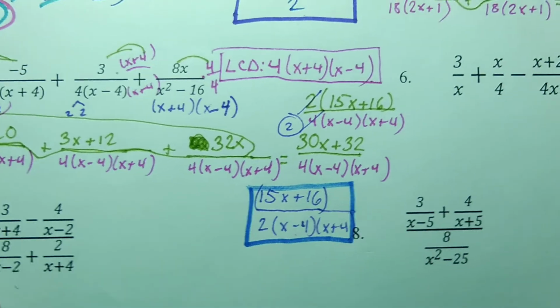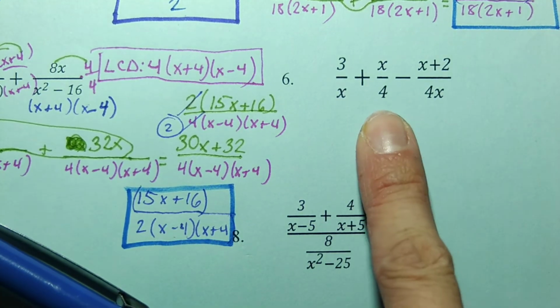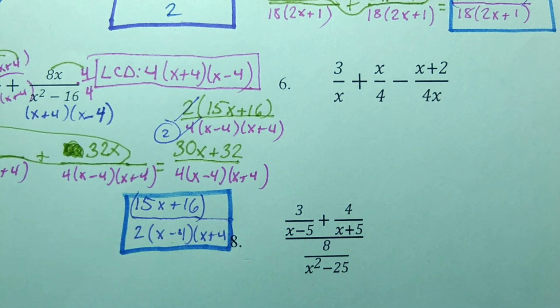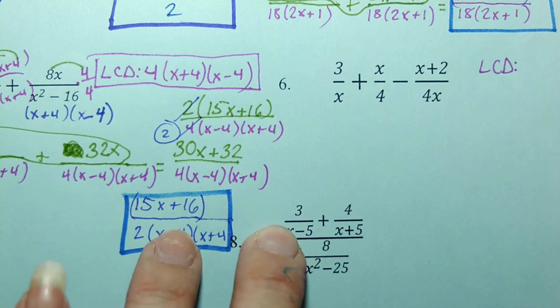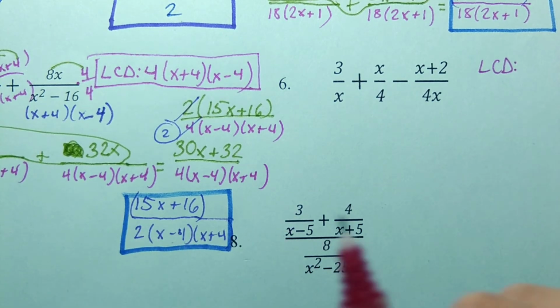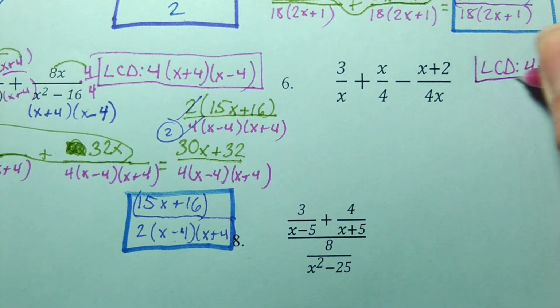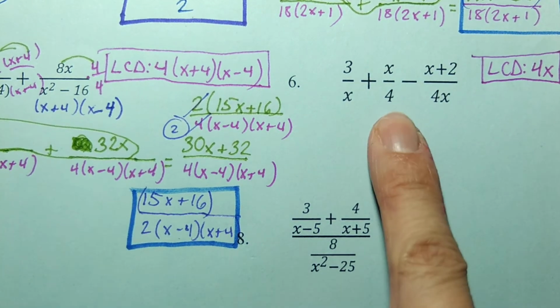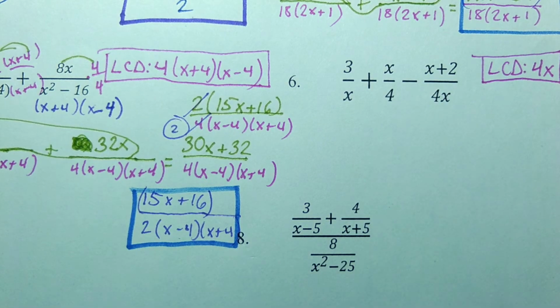Let's go ahead and take a look at the next one. We've got x, we've got 4, we've got 4x. What is the LCD? Four x. Hooray. So you could break that up into 2 and 2, that up into 2 times x. Greatest amount of 2's you have is 2, greatest amount of x's you have is 1.